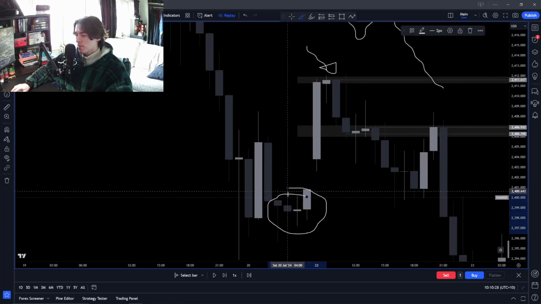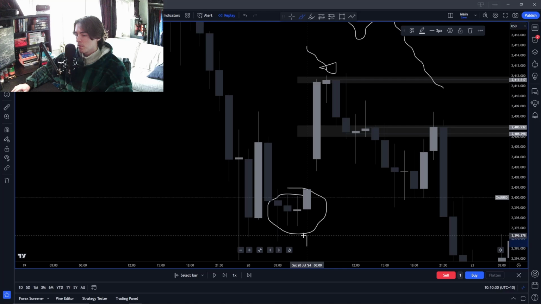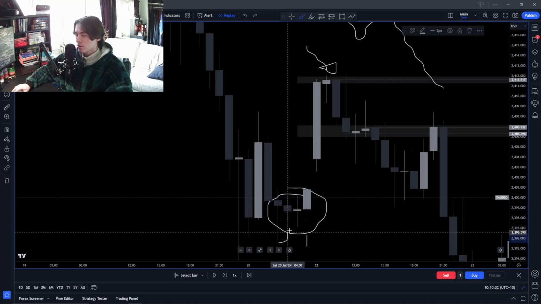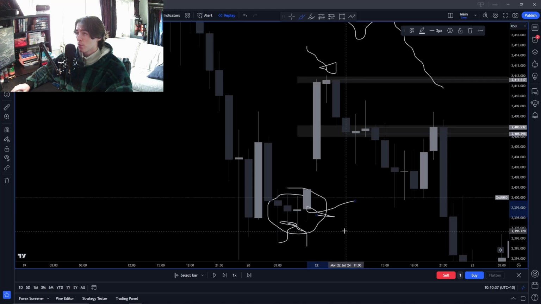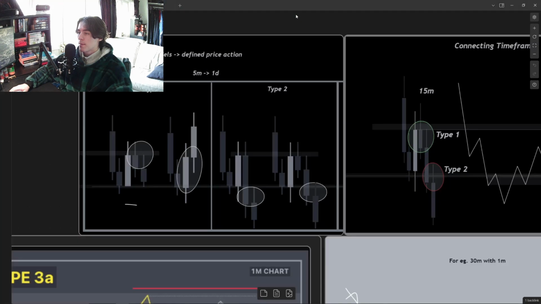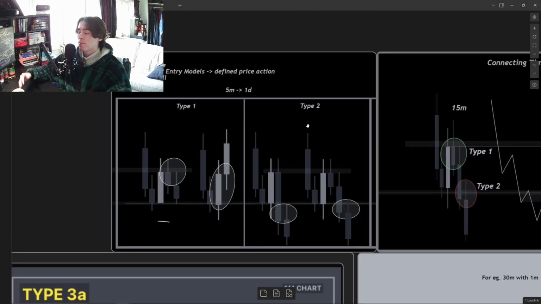Another example, this would be a type 1 here. You go from a bearish candle close to a bullish candle close, looking to take a buy below the open for it to flip and push bullish. So type 1s, type 2s, that's mainly 5 minute and up.